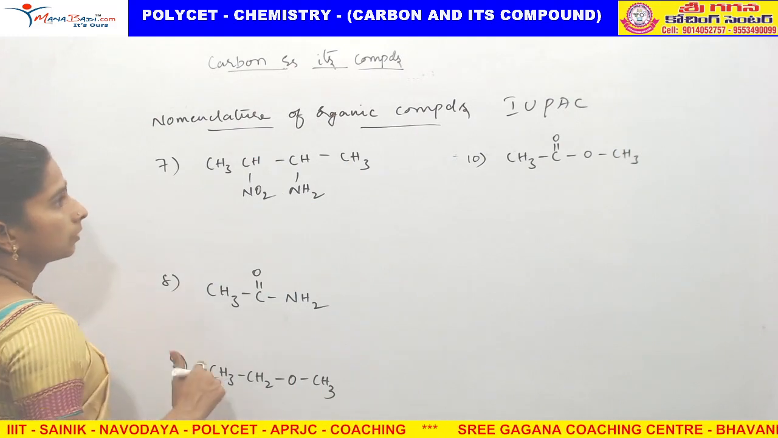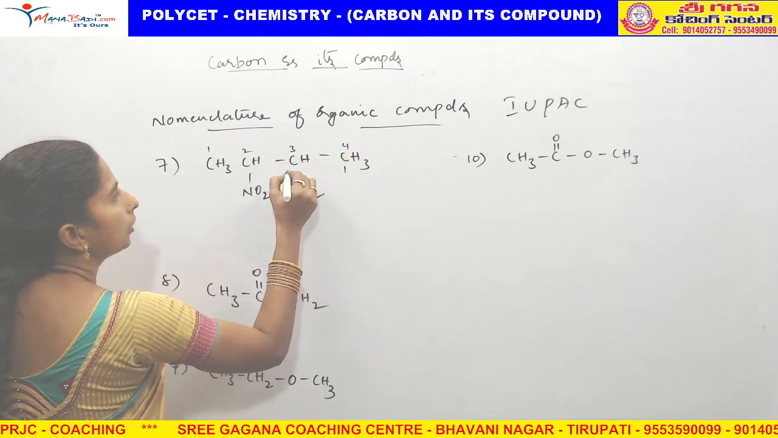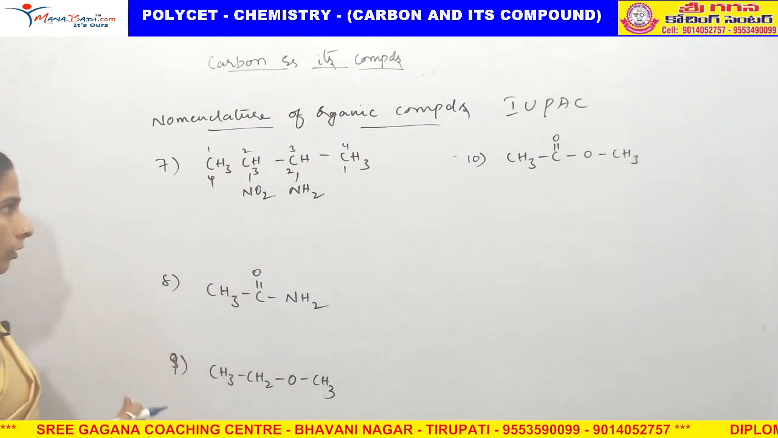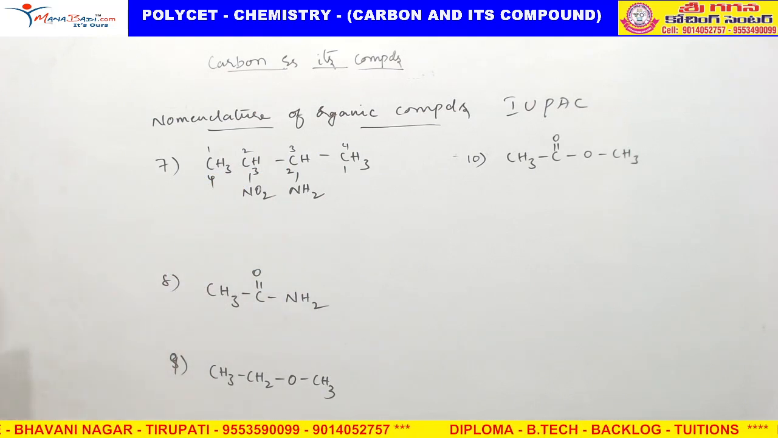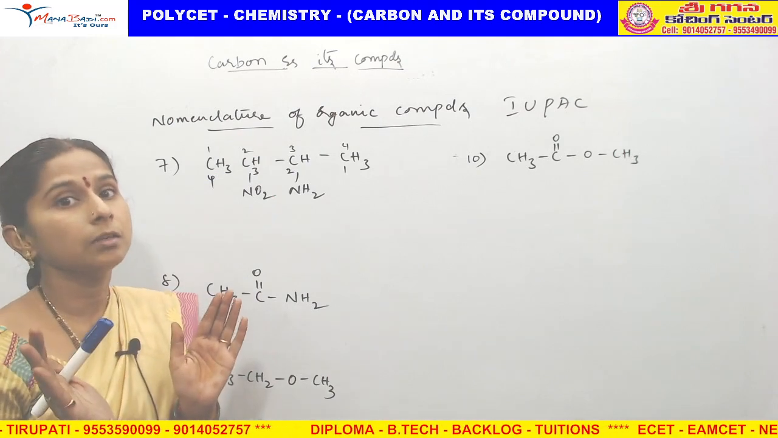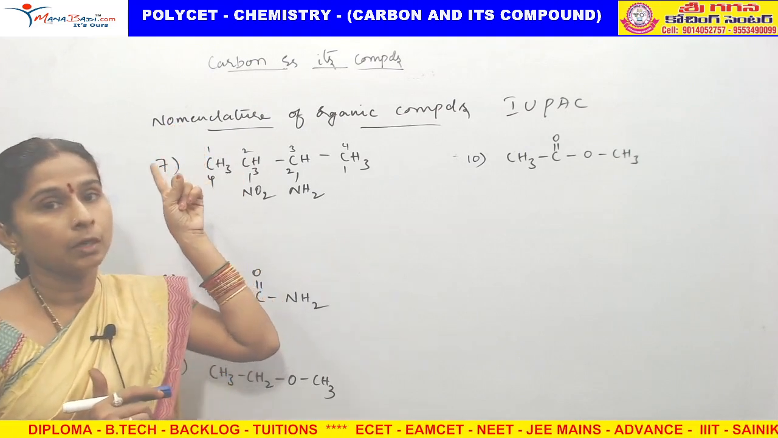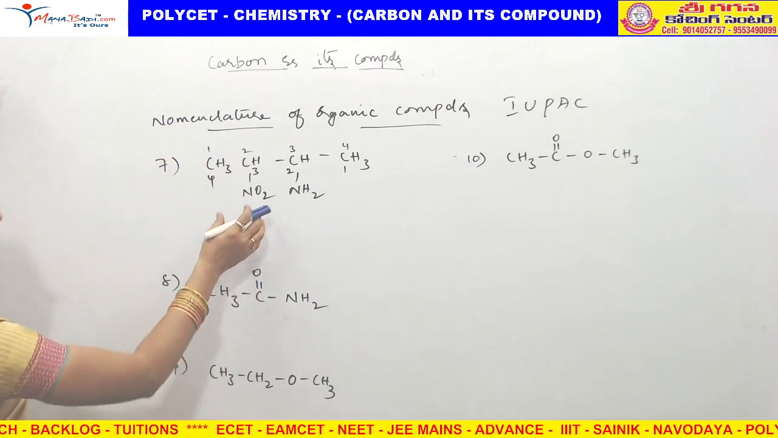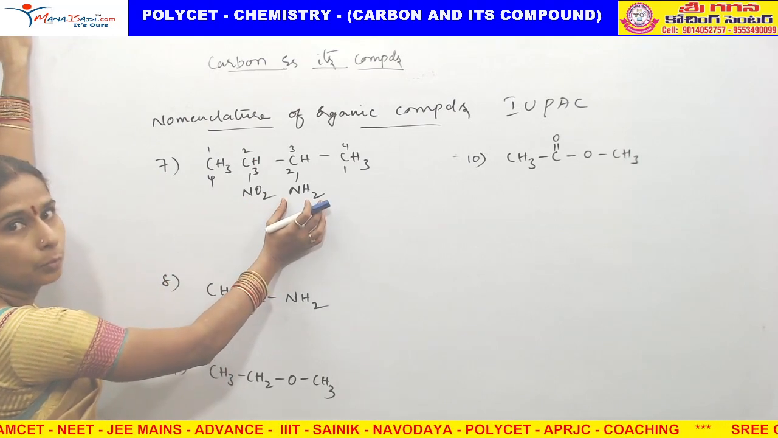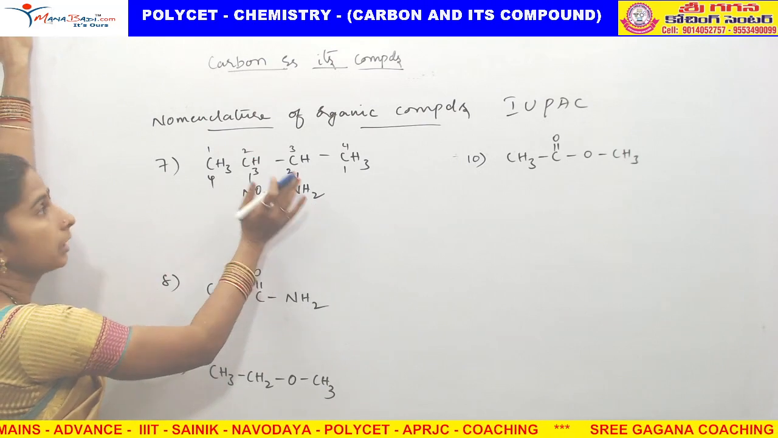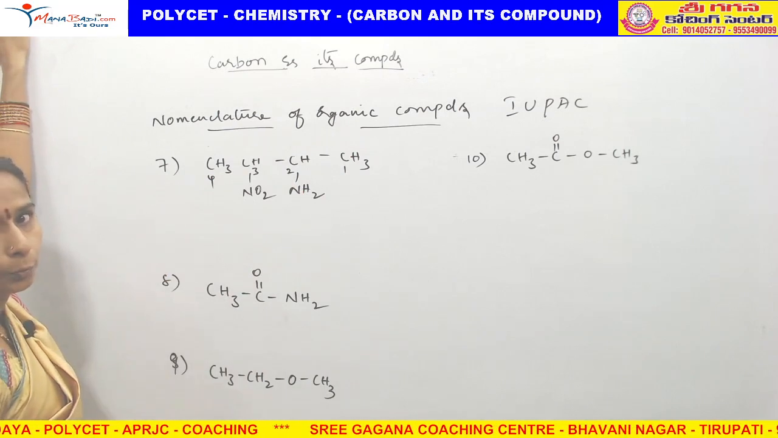Now numbering 1, 2, 3, 4. 1, 2, 3, 4. Now here nitro group is there, amine group is there, so now here you need to use the preferable order. I gave the preferable order, from what is that? Carboxylic acid to nitro group. Nitro group is very least preference. So more preferable is amine group. Amine group should get less numbering. So this numbering is wrong. Second position. I hope you understand.